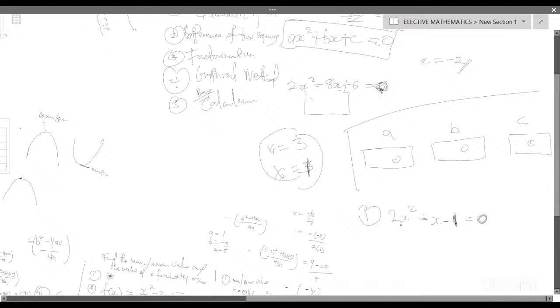So use your calculator to solve this. x squared minus 2x minus 3, and this one, 2x squared minus 6x plus 4 equals to 0. Use a calculator to solve it and tell me the answer.